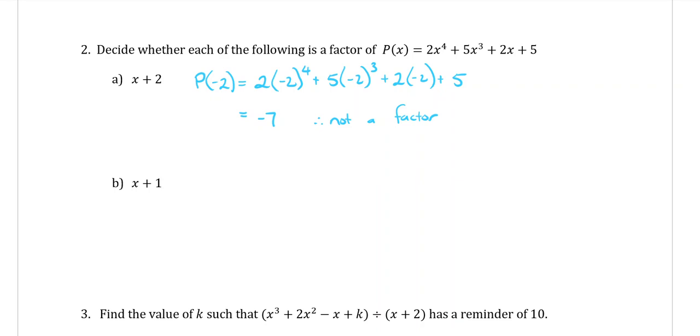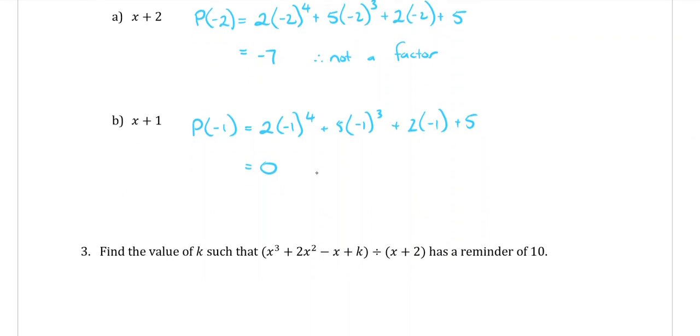Let's try the other one. If I have x plus 1, I'm going to sub in p of minus 1, which will be 2 lots of negative 1 to the 4, plus 5 lots of negative 1 cubed, plus 2 lots of negative 1, plus 5. And guess what? That equals 0. So 0 means no remainder, and that means that x plus 1 is a factor.